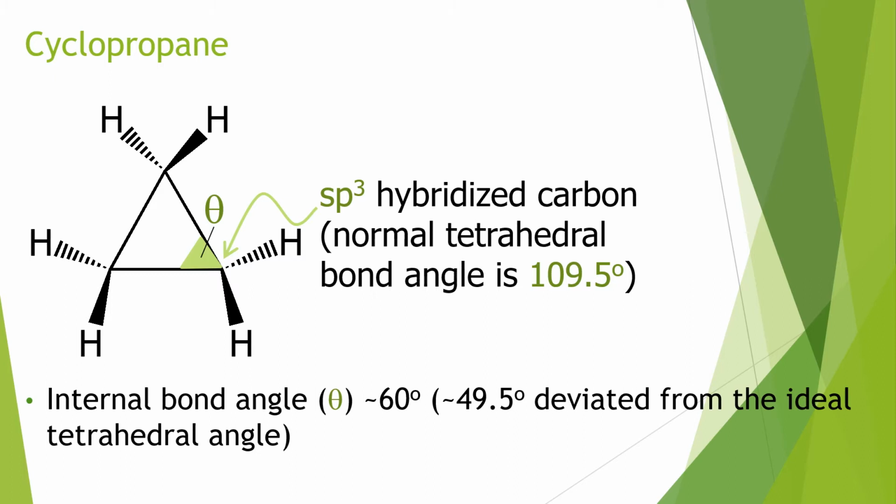The internal bond angle within cyclopropane is 60 degrees, which is a little more than half of what it should be. So it's about 50 degrees deviated from the ideal tetrahedral angle. So there's a lot of ring strain on cyclopropane. And in fact, if you take an organic modeling kit, it's really difficult to make a model of cyclopropane because the plastic pieces that you're using are meant to be 109.5 degrees. I've actually broken several models trying to demonstrate cyclopropane.